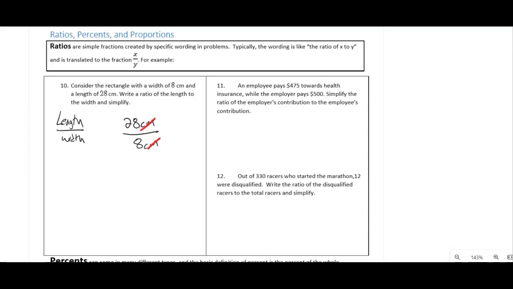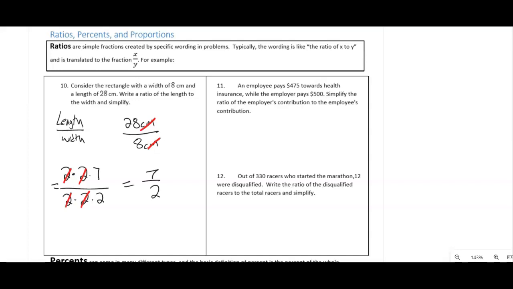28 is 2 times 14, and 14 is 2 times 7. 8 is 2 times 4, which is 2 times 2. If you can get to the prime factorization, you can factor out factors of 1, or reduce factors of 1. 1 times 1 times 7 halves. Our final answer, therefore, is 7 halves.